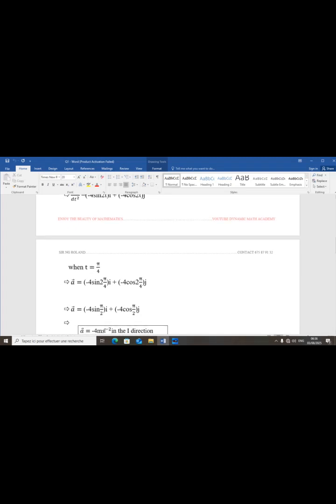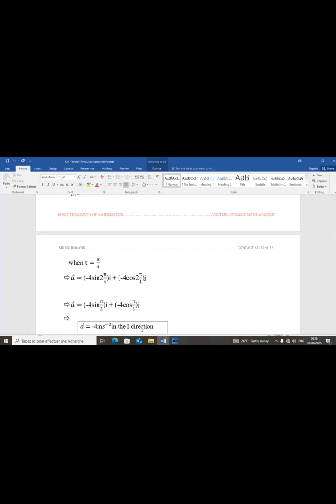And here cos 90 degrees is 0. So that's why the j component won't exist. So the acceleration of the particle will simply be minus 4 meters per second squared in the i direction. That's the acceleration of the particle. It simply means that the particle is actually decelerating. That is why the acceleration is negative.